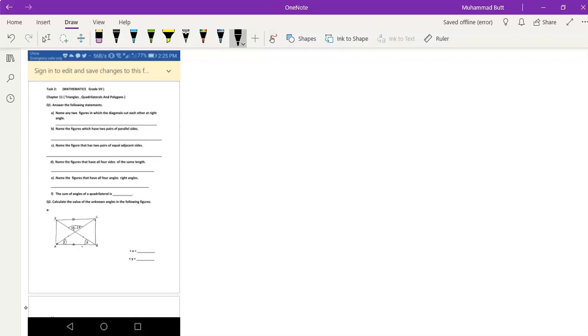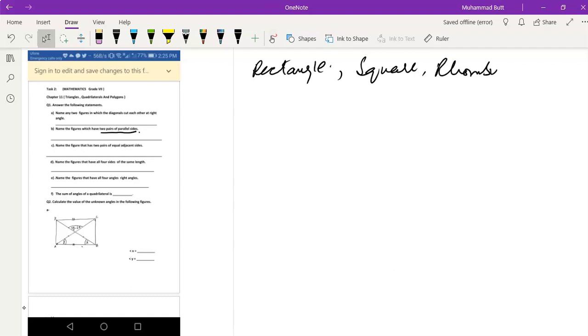Part B is name the figures which have two pairs of parallel sides. We know that rectangle has two pairs of parallel sides. Square has also two pairs of parallel sides. Rhombus, you can name any two, and parallelogram. All these shapes have two pairs of parallel sides.